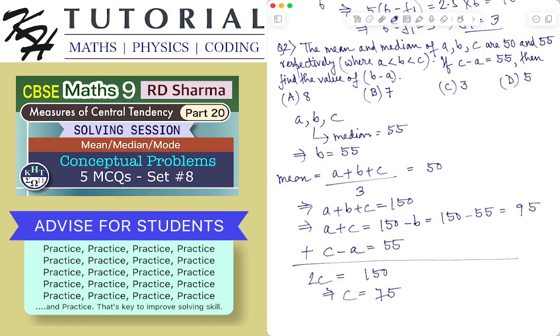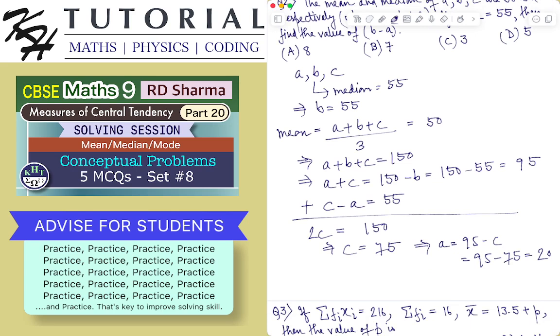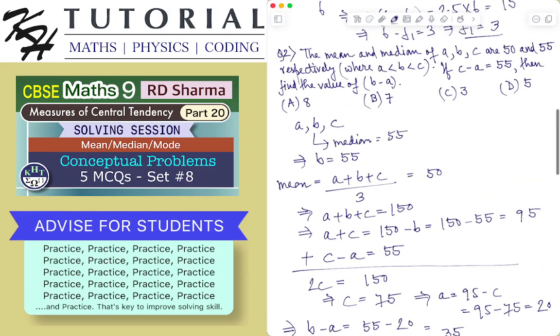B minus A. Okay, so C is 75 and A plus C is 95. So this implies A is 95 minus C, which is 95 minus 75, which is 20. Okay, so A is 20. And B we already know is 55. So B minus A is equal to 55 minus 20, which is 35. So B minus A is 35.